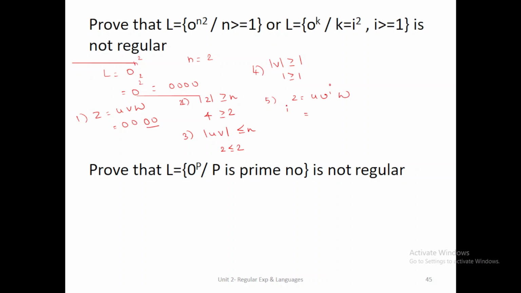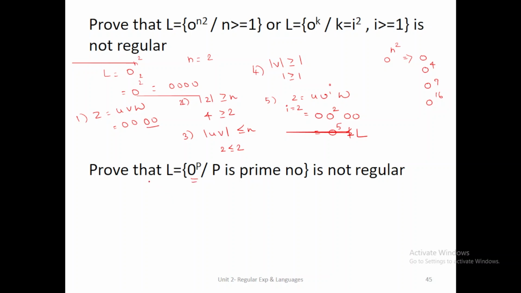Then Z equal to U V power I W. So here I am taking I is equal to 2, which means U value is single 0, V is single 0, V power I is 2, W is double 0. So it's 0 power 5. 0 power n squared means, if you substitute n is equal to 1, 1 zero. n is equal to 2 means 4 zeros. n is equal to 3 means 9 zeros. n is equal to 4 means 16 zeros. So 0 power 5 is not available in L. So therefore the given language is not regular.